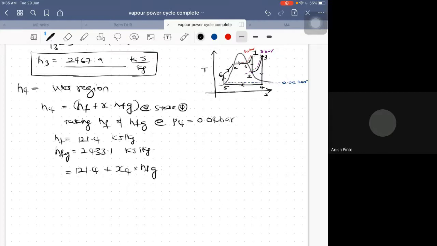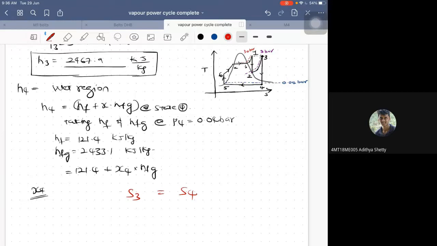Now what should I do in order to calculate the value of X4? What is the trick that I have taught you? Entropy. We have to consider an isentropic expansion. Which expansion should be followed, 1 to 2 or 3 to 4 in this case? 3 to 4. Very good. So 3 to 4 is isentropic expansion, and that is why S3 would be equal to S4. Am I right?